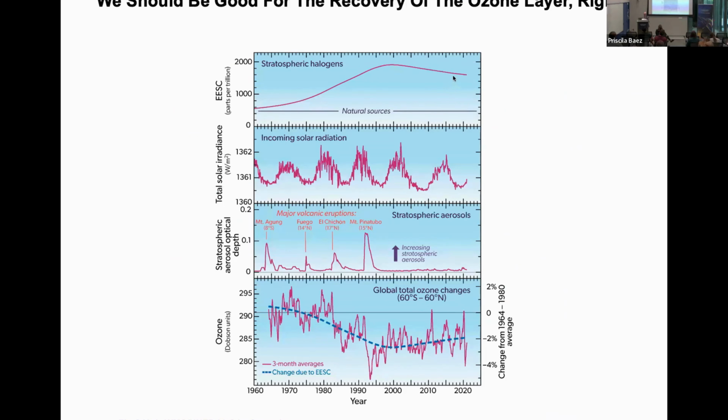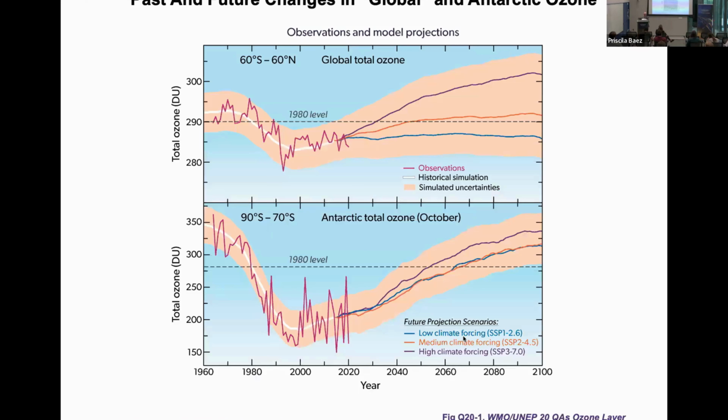We've banned CFCs. We got the rogue emissions under control. EESC is going down. This line shows the change of ozone, 60 south to 60 north, that we ascribe is due to EESC using a mathematical model. We should be good, right? Furthermore, as we have in the 20 Questions and Answers, this is a comparison of ozone observed, 60 south to 60 north over time. And here is the future climate projections.